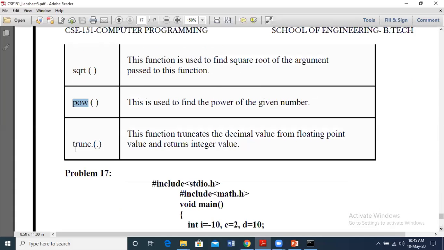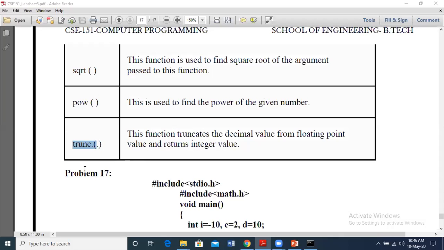Power. And then we have the truncate function. So if we have a decimal, it truncates the decimal value and returns only the integer. For example, if we have 2.6789, it truncates the decimal part. It returns only 2. Are these functions clear? Yes, ma'am. So we have many more like this. Few are defined here. So we are going to see the usage.